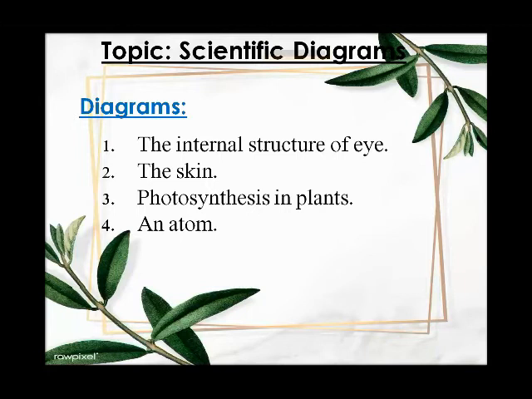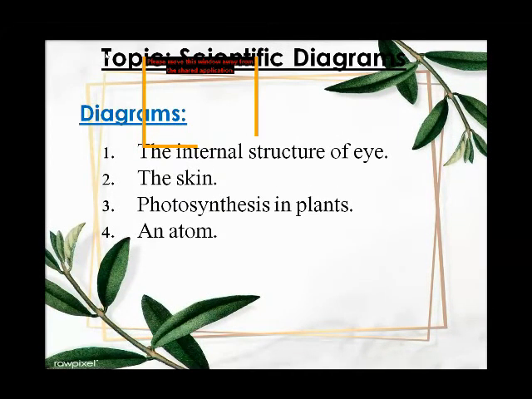Now, which diagrams will we draw here? We will draw 4 scientific diagrams, okay? Now, the first one is the internal structure of the eye. This is a sensory organ, okay? And then we will draw the skin, okay? This is also a sensory organ. Everyone knows about it? We have 5 senses. So the first one and second one are sensory organs.